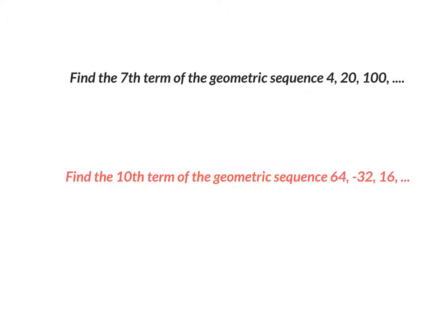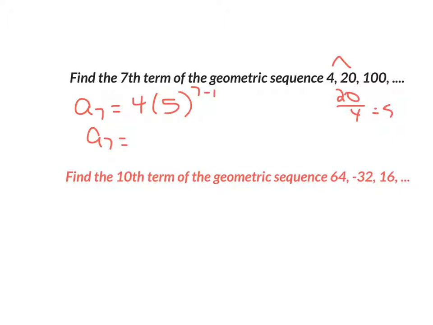Okay, the next problem says find the seventh term of that sequence. So I'm going to find the seventh term. I'm going to do the first term times R. If you can't tell by looking, R is 5. Remember, if you can't tell, you just do the second over the first, and that will give you 5. So I'm going to do 4 times 5. The exponent is going to be 7 minus 1, which is 6. So I'm just going to punch that in my calculator and see what I get. 4 times 5 to the 6th power, and I get 62,500.